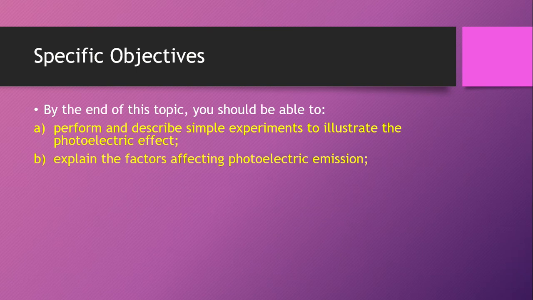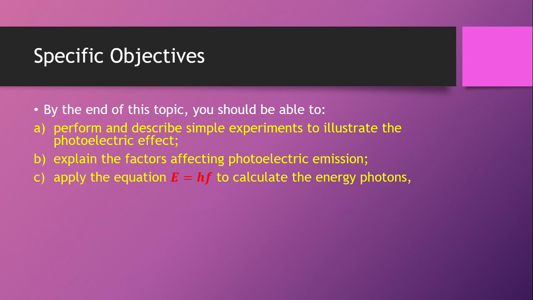In upcoming tutorials, we shall be able to explain the factors affecting photoelectric emission. You should be able also to apply the equation E equals hf to calculate the energy of photons. We shall also explain what photons are. With time, we shall acquaint ourselves with the meaning of this particular equation, which basically means energy E is equal to h.